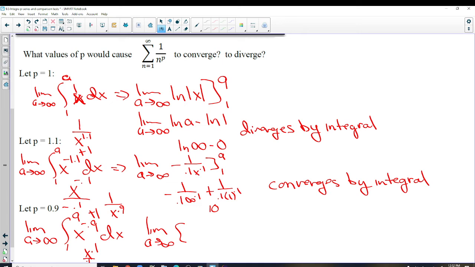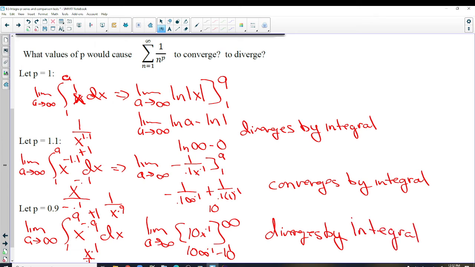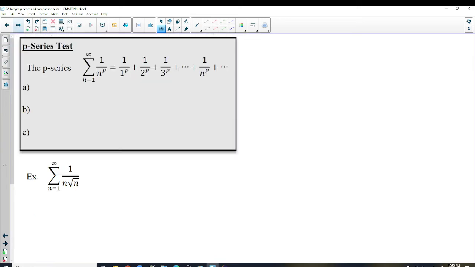So this is 10x to the 0.1. Now when we go from 1 to infinity, that's going to be 10 times infinity to the 0.1 minus 10, but now diverges. And we're doing diverges by integral test. But it's really the p-series test that we're looking at. So on p-series test, we can say this.